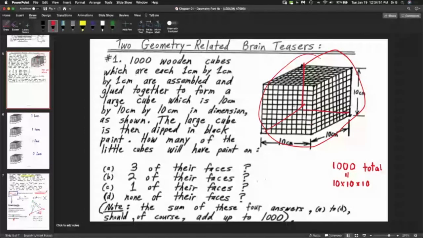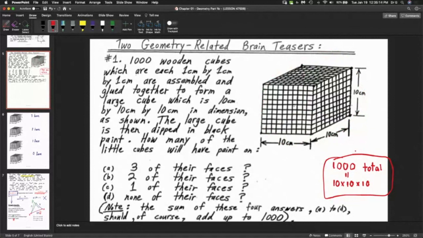Anybody else who said 600? We're not talking about the surface here. We're talking about the whole thing. I'm just talking about the total number of cubes. It's completely full of cubes. It's not like just the outside. It's a volume.